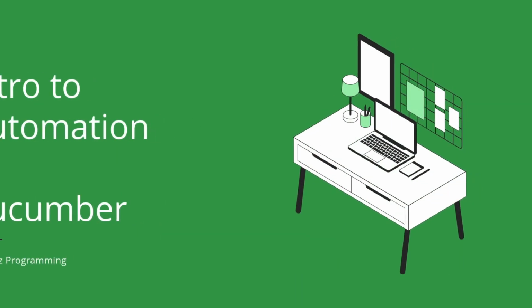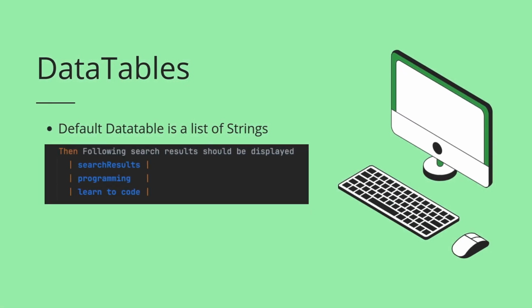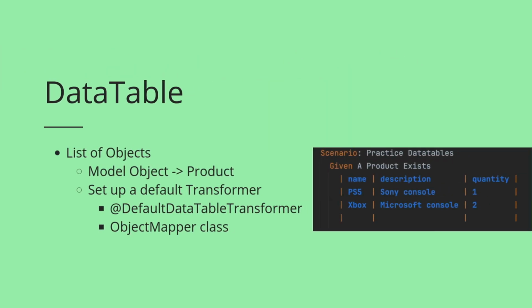Today we're covering data tables. So we're going to cover data tables, the global type converter, and how object creation works. The first time we used a data table, we just had it come through as a list of strings. This is the easiest implementation. But now we want to create a list of objects.